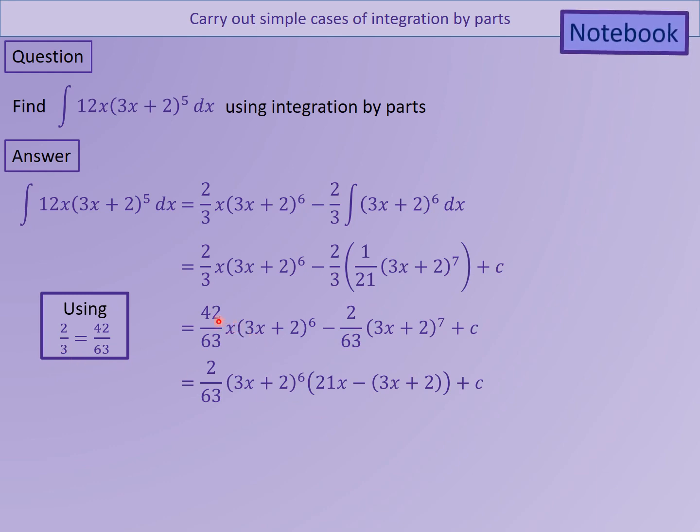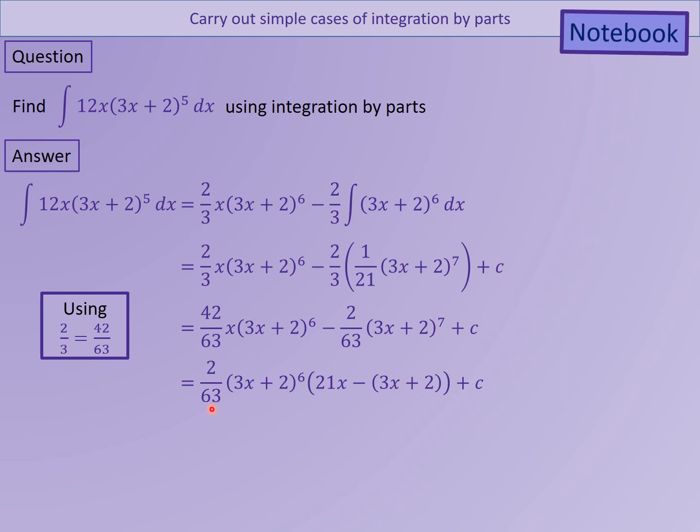What else is left there? Well, they've got an x, so I've basically got 21x for that. With this one, I can pull out the 2 over 63. That makes that fraction gone completely. I've pulled out 3x plus 2 to the power 6. I'm still left with one of those, hence why there's the one I'm left with just there.